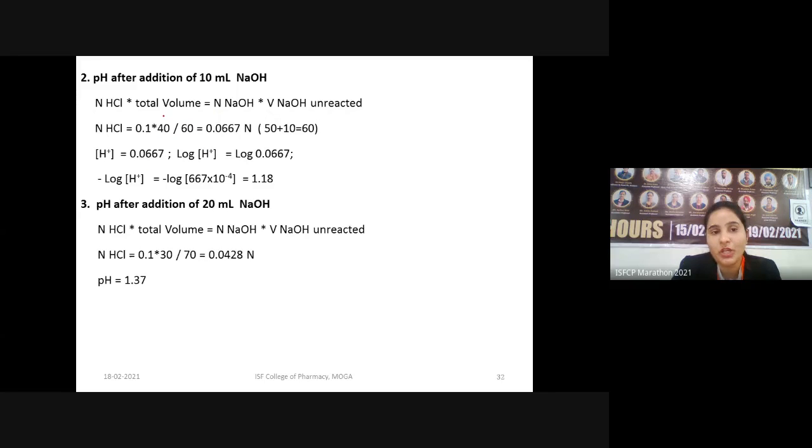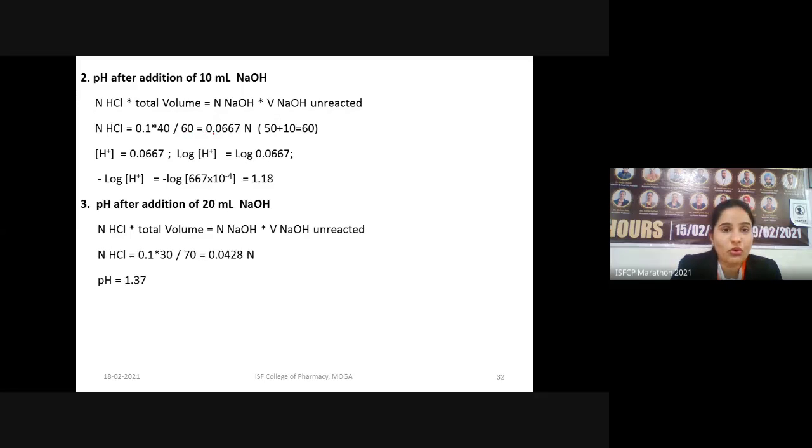Now what will be the total volume? We already have 50 ml of HCl in our conical flask, and we have added 10 ml of sodium hydroxide. So 50 plus 10 ml will be 60. So we divide the whole equation by the total volume of the sample, because here we have total volume. So the total volume of the sample is 60.